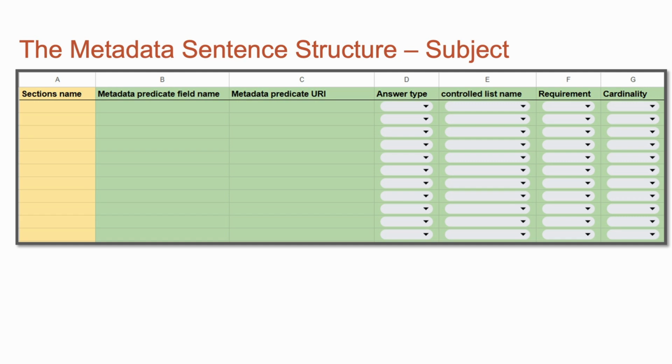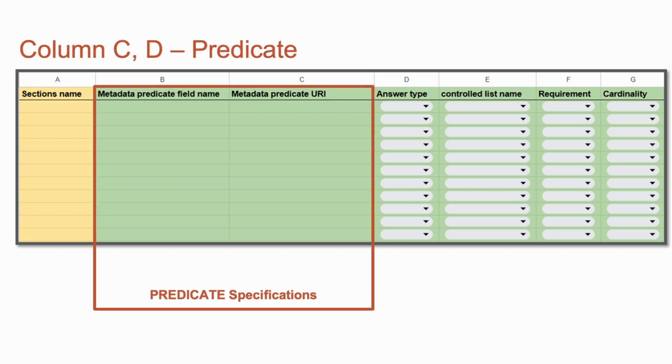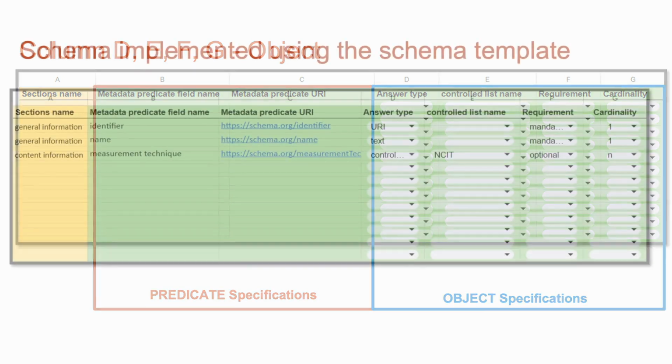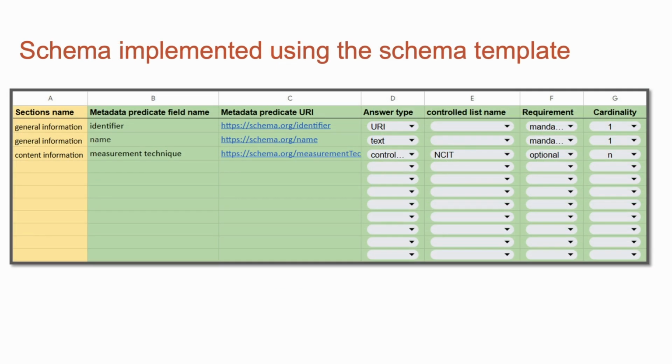While the subject isn't explicitly shown in a column, it is always the data or digital object itself. The predicate, the formal relationship, is defined by the metadata predicate field name and the chosen predicate URI in column B and C. Finally, the object specifications are captured in column D through G with its specific constraints, formats, and requirements. By filling out this template, you have established the semantic foundation for your schema.